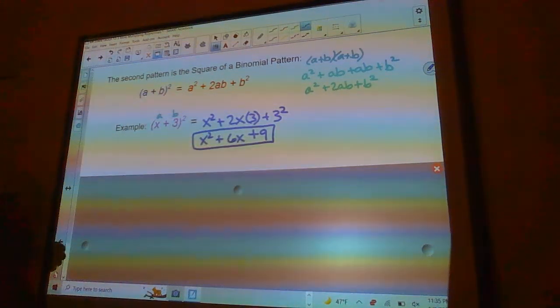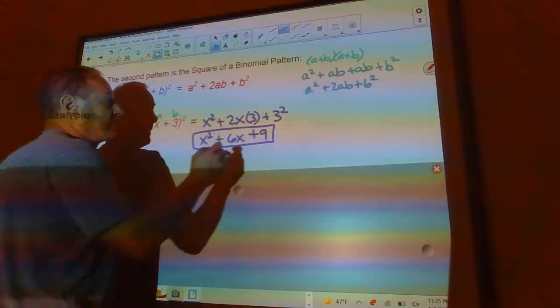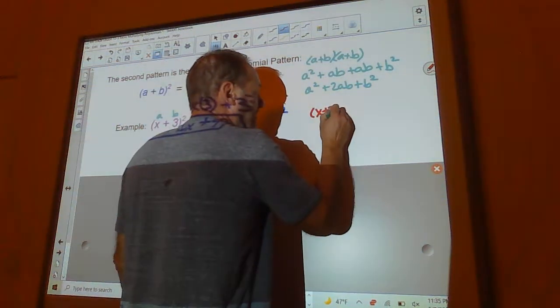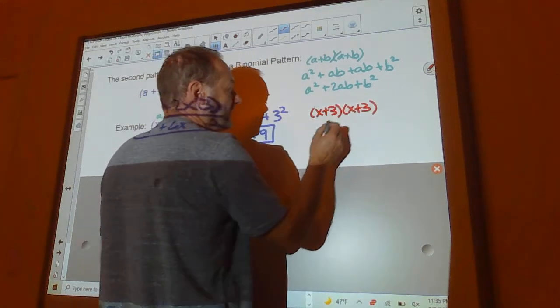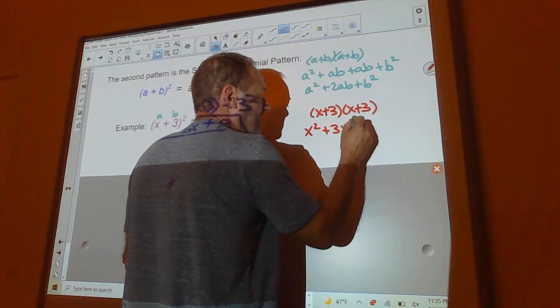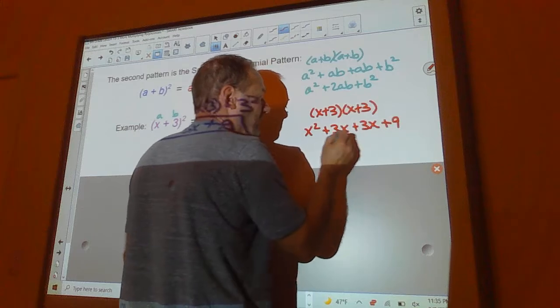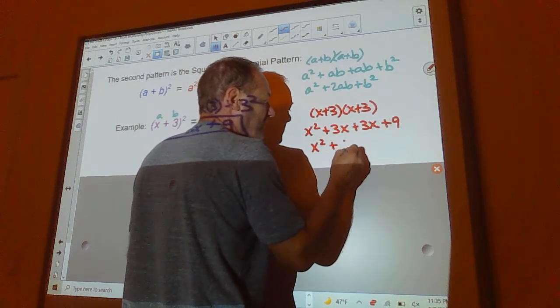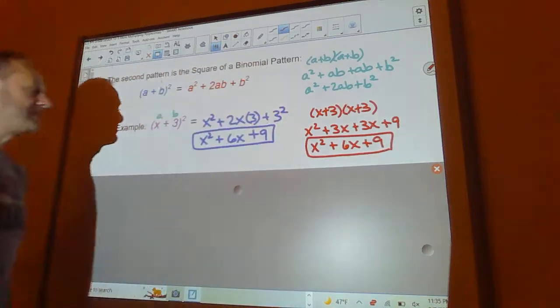Now, the other way to do this, probably easier, is to just write this out, x plus 3 times x plus 3, and FOIL it. X times x is x squared. Outside is 3x. Inside is also 3x. Last is 9, 3 times 3. Combine your like terms: x squared plus 6x plus 9. So either way, you get the same answer.